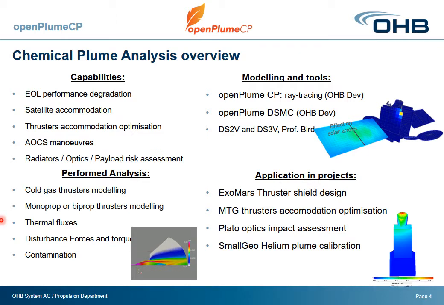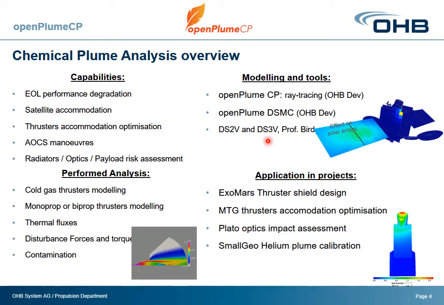What we do is we handle any type of thrusters with our methods and tools. We started quite easy with cold gas thrusters modeling, and then we moved to monopropellant and bipropellant thrusters. What we also provide to the teams is the thermal flux impact from the thruster plume, the disturbance forces and torques, and the contamination, as explained, which is the gas distribution and the droplets. As for the modeling tools, we developed our own approach, which is called OpenPlume CP, which is a ray tracing approach.